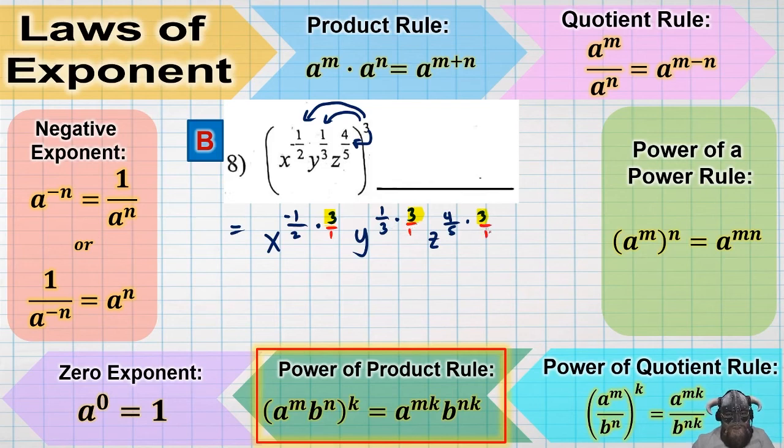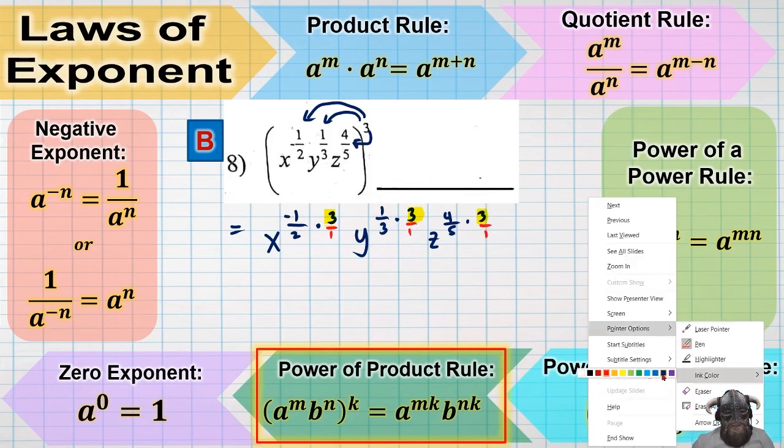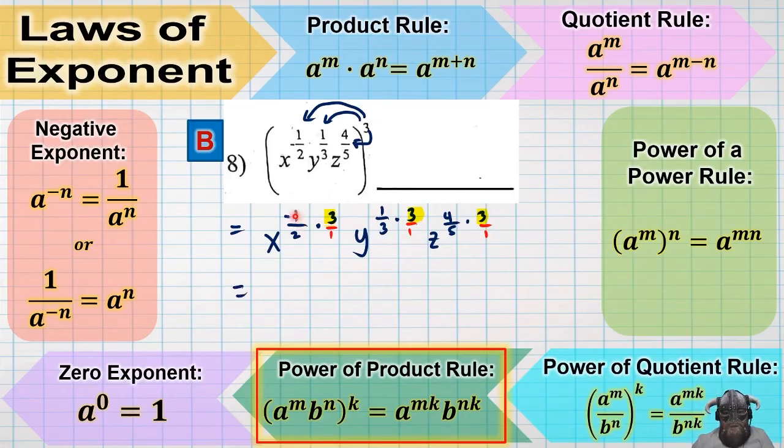Para taas times taas, baba times baba. So, as we continue, multiply negative 1 times 3, that will be negative 3. Then, 2 times 1 is just 2. So, that's negative 3 over 2 multiplied to y. 1 times 3 is 3. And then, 3 times 1 is 3. Next, for the exponent of z, 4 times 3 is 12. So we have 12 over 5 times 1 is 5. So in this case, ano mga pwede natin gawin?